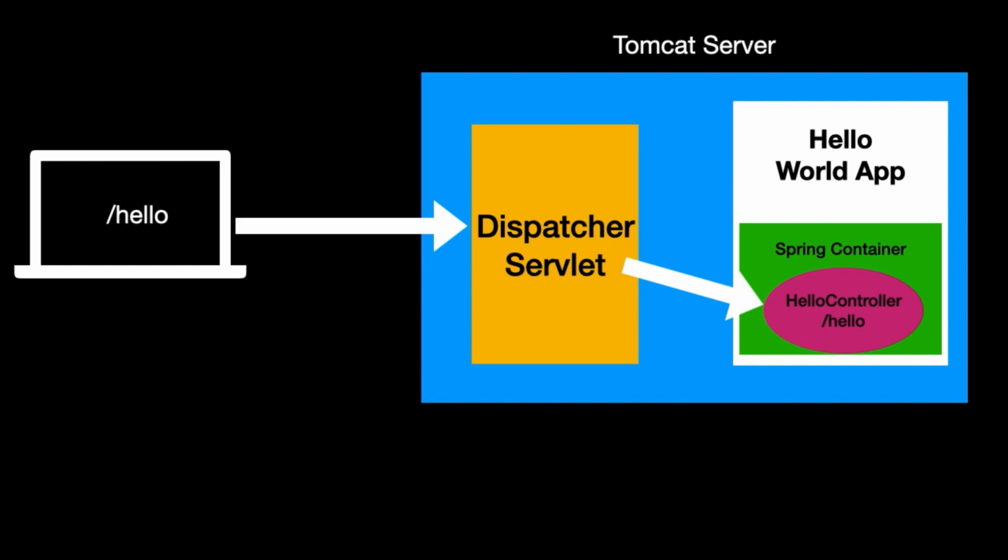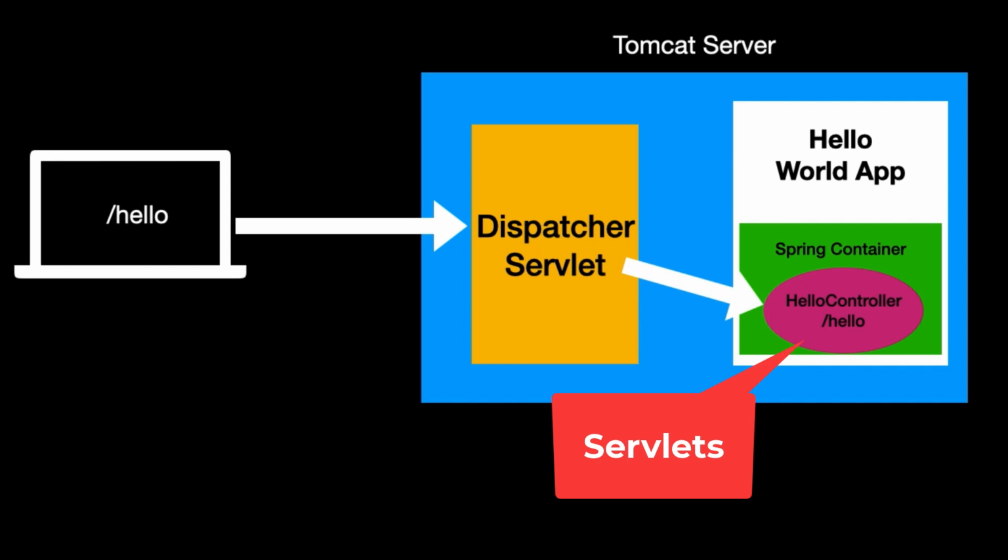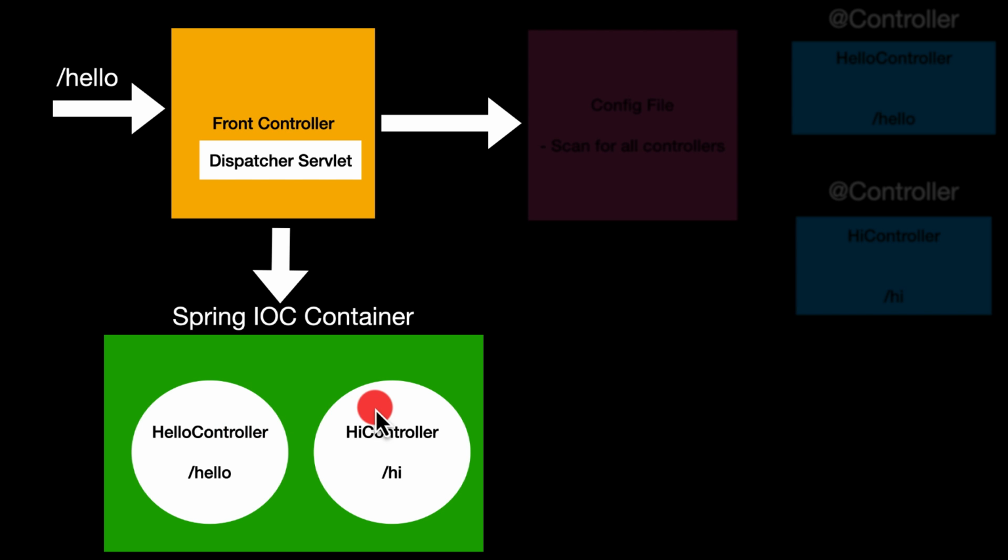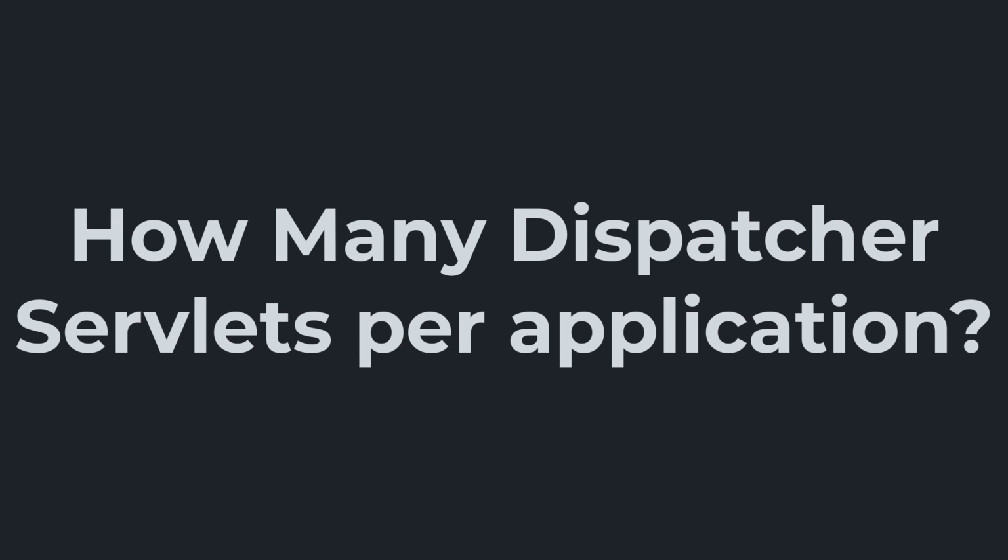Let me tell you, all your controllers that you have in Spring Framework by default are called servlets only. So in Spring language, we are calling them controllers, but if we go to the J2EE language, all your controllers are called servlets. So this is a servlet, this is a servlet, and your front controller is also a servlet. But as it is dispatching your request to a specific servlet, it is called a dispatcher servlet.